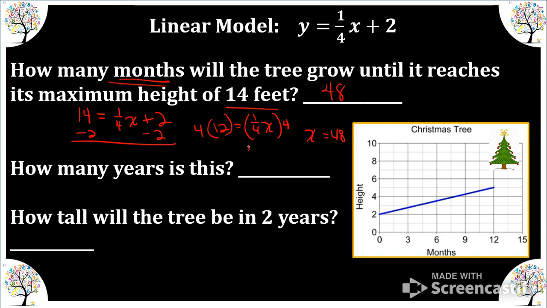How many years is this? Well, there are 12 months in a year, so that equals 4 years. How tall will the tree be in 2 years? Well, in 4 years, it's 14 feet. Half of 4 is the 2 years, so half of 14 is 7.